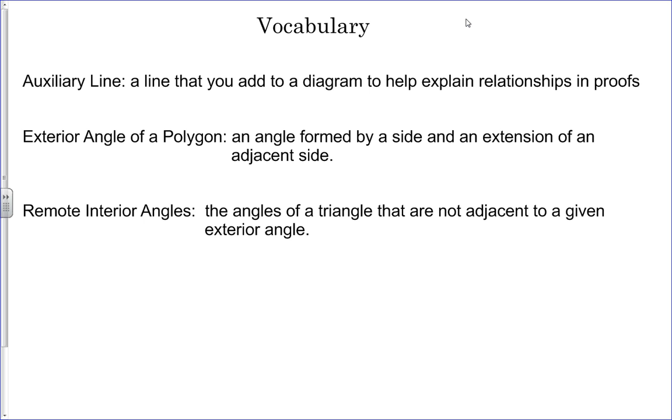Exterior angle of a polygon. It is an angle formed by a side and an extension of an adjacent side. Now I'm going to give you examples of all of these later on, so if you don't quite understand from these definitions, just write them down, and by the time we get done with the video, you'll know exactly what all these words mean. And now, remote interior angles, the angles of a triangle that are not adjacent to a given exterior angle. Make sure you have all those written down in your notes so you know what they mean.